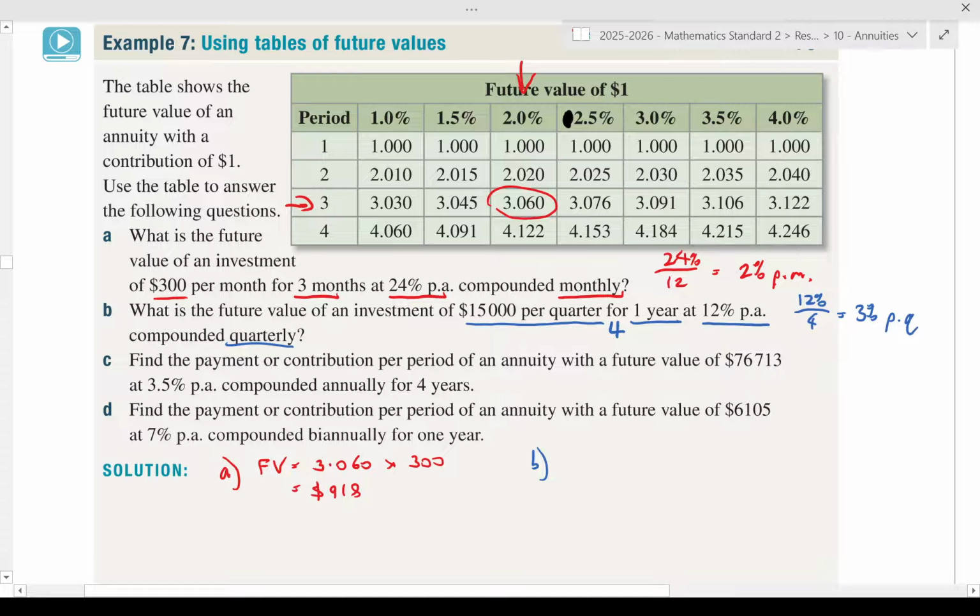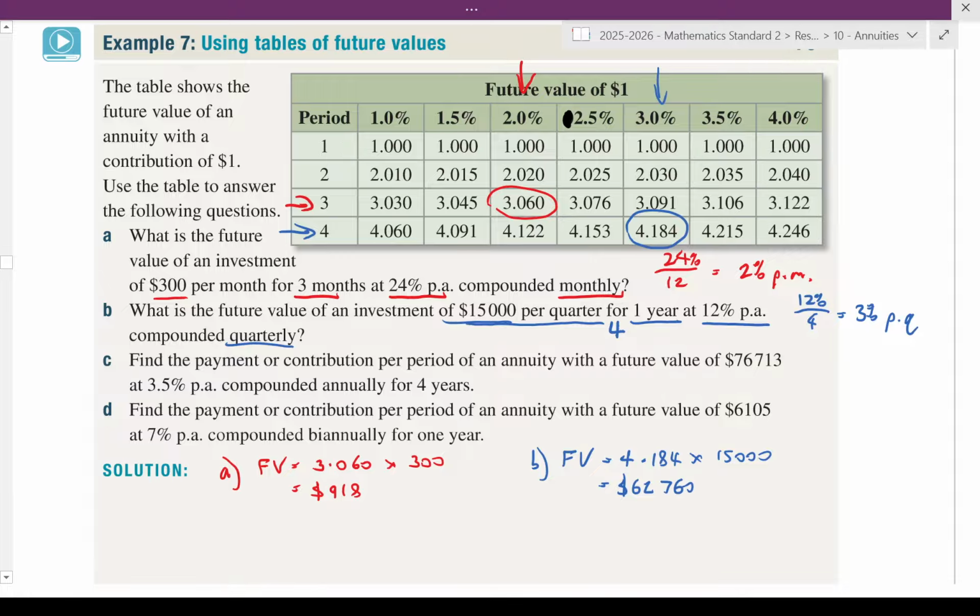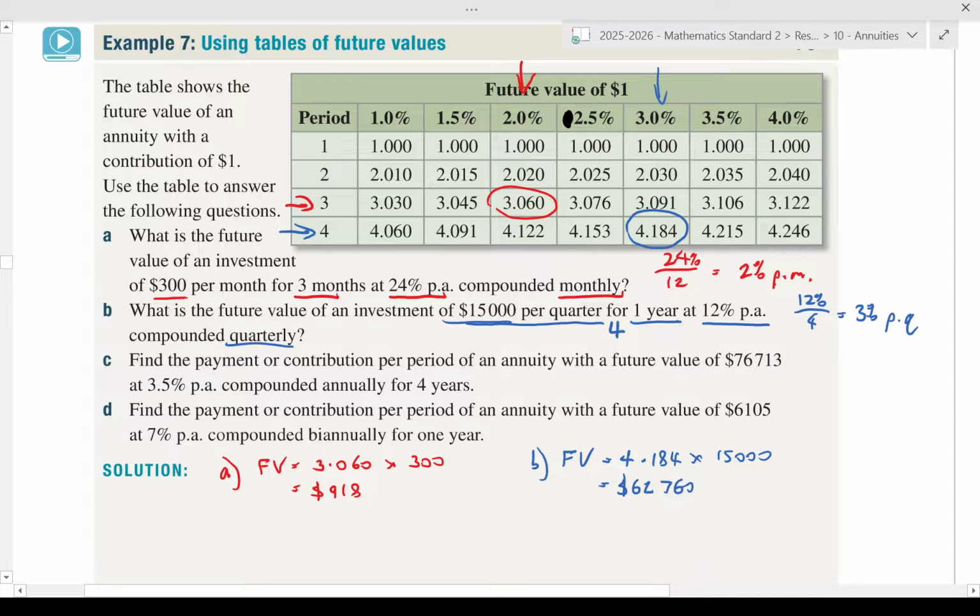So this one, we're going to have our future value. So let's have a look. We're going to go across to how many quarters? 4 quarters. And this time 3%. So that's our number. So our future value is 4.184 times how much did we invest? 15,000. So we get a grand total of $62,760. And that's all there is to question B.